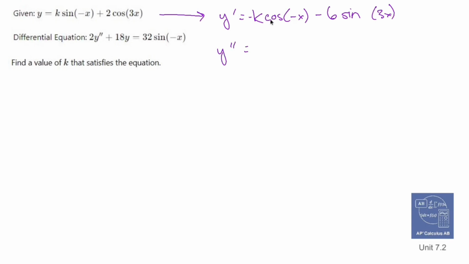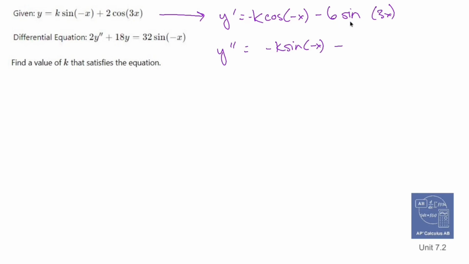Y double prime. We have negative k sine, because the derivative of cosine is negative sine. And then we're going to multiply everything by the negative. So a third negative is going to come out front, so we only need one negative lingering around. So let's get rid of one negative. There you have it.